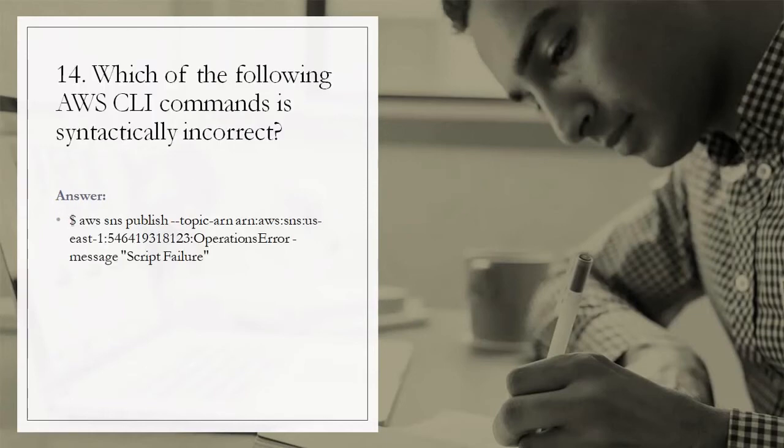Question number 14. Which of the following AWS CLI commands is syntactically correct? Out of the four, this one is correct: aws sns publish --topic-arn. This option is right because in the other listed options there is some error. Why is it right? Because the hyphen is missing in the first, which is already mentioned in the first example. So that one is syntactically incorrect because the hyphen is missing before message.